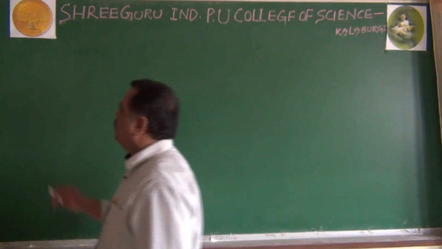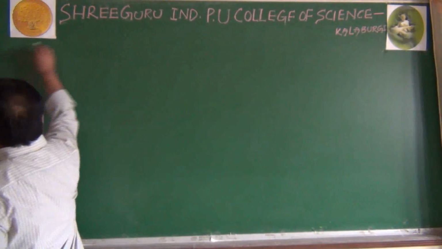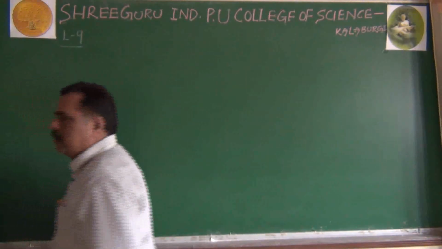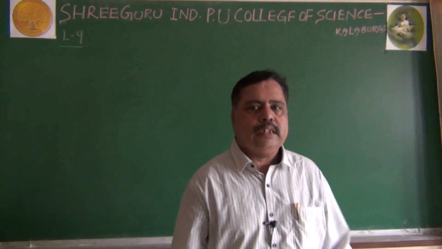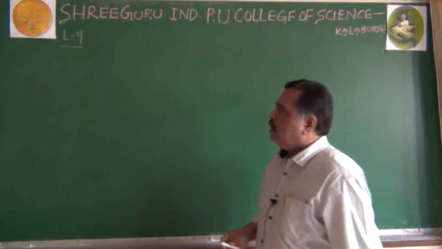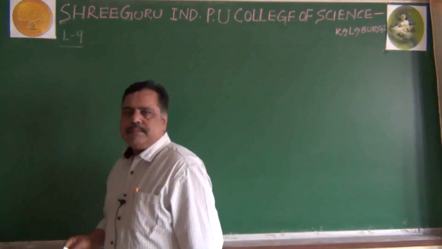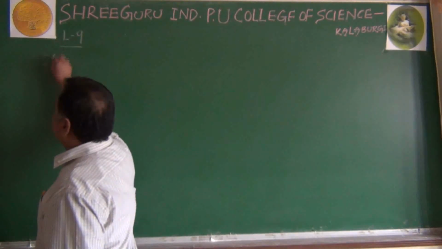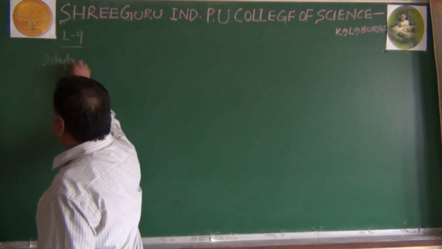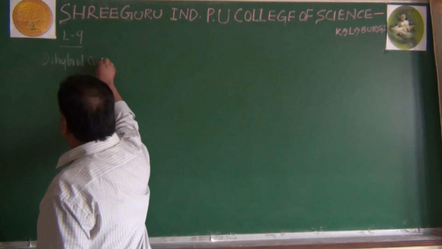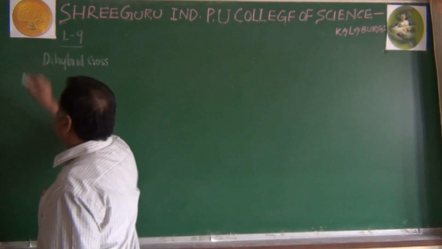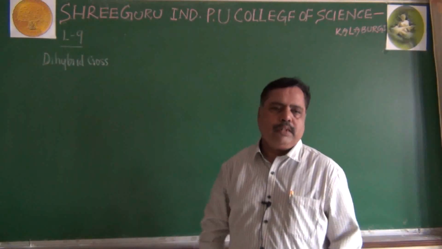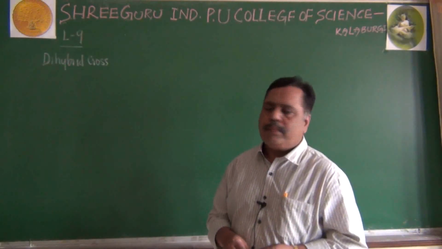Today we shall continue with lecture number 9 in Principles of Inheritance and Variation. In the previous class, I was telling you about a dihybrid cross. The dihybrid cross performed by Mendel we were discussing in the previous class. You may recall Mendel performed his experiments in Pisum sativum.